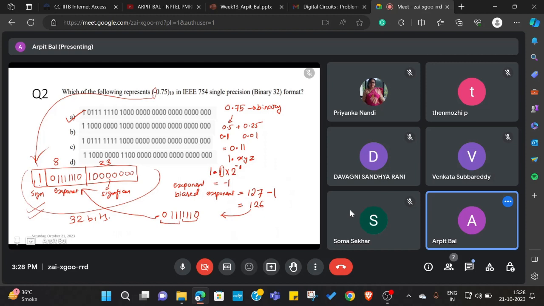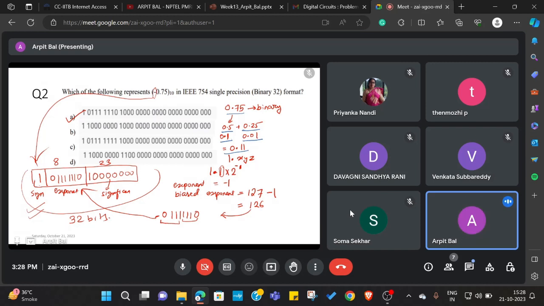Similarly, the next question was related to representation of minus 0.75 in IEEE single precision format. First thing that we will do is convert 0.75 to binary. I can write 0.75 as 0.5 plus 0.25, right? And I know 0.5 is 1 by 2 or 0.1. For 0.25, I can write it as 0.01. So basically it is 0.11 in binary representation.